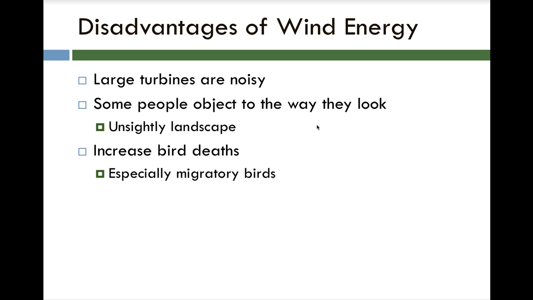Also, wind turbines contribute to an increase in bird deaths, especially migratory birds. The birds are either disoriented, maybe by the electric field that's created, or maybe the sound causes them to get confused. Regardless, studies find that large numbers of birds do end up flying into these wind turbines and getting killed, especially at night. So this would definitely be a disadvantage.